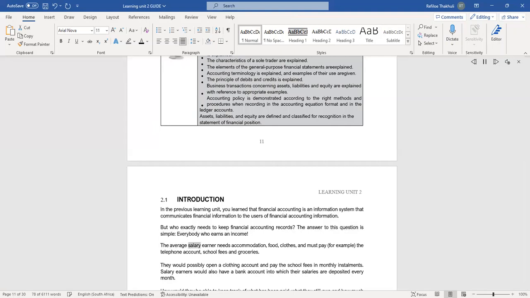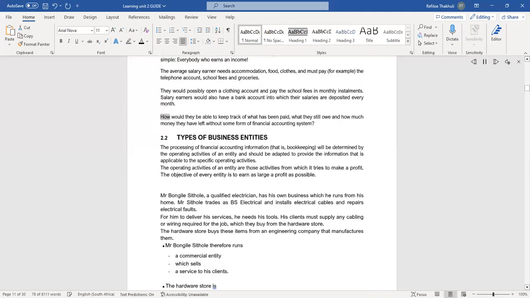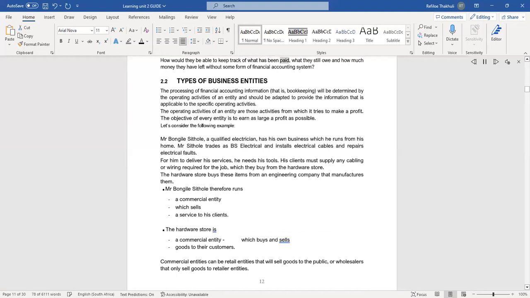The average salary earner needs accommodation, food, clothes, and must pay, for example, the telephone account, school fees, and groceries. They would possibly open a clothing account and pay the school fees in monthly installments. Salary earners would also have a bank account into which their salaries are deposited every month. How would they be able to keep track of what has been paid, what they still owe, and how much money they have left without some form of financial accounting system?